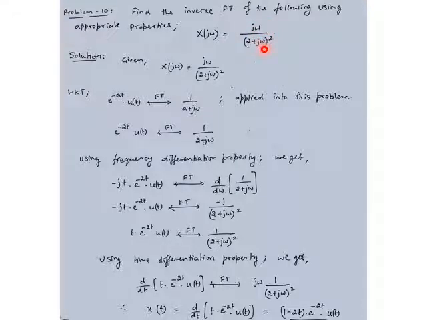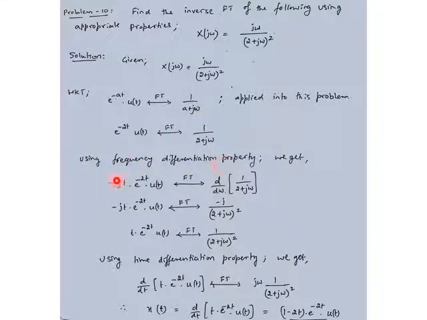Looking at the given X of j omega, comparing with the 1 by 2 plus j omega term, the changes are the square in the denominator and also j omega in the numerator. The j omega we can get with the help of the differentiation property, which we can use. So this is the term I need to take out. I'll use the frequency differentiation property.